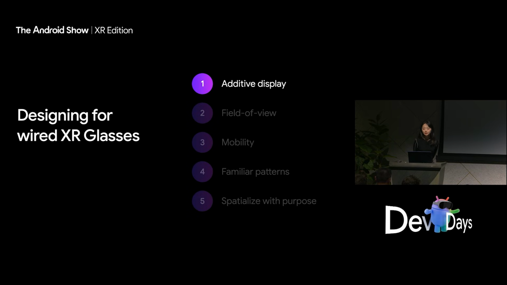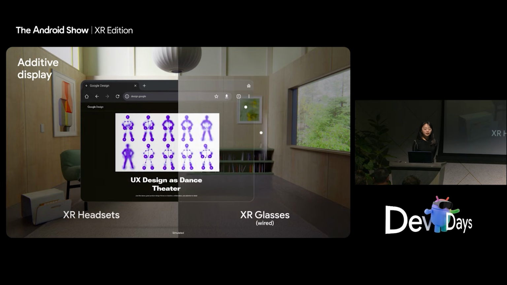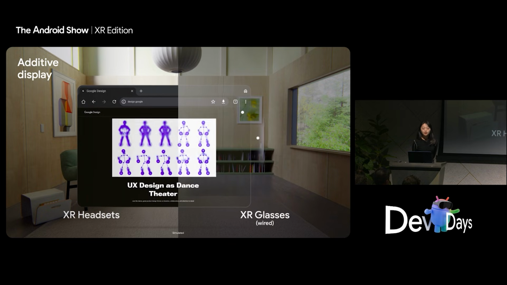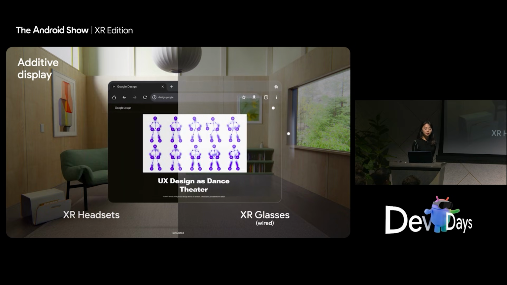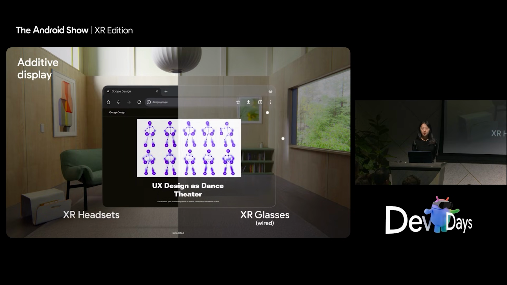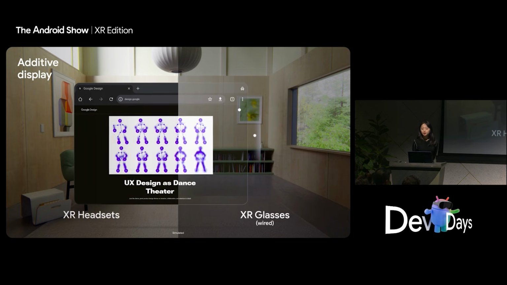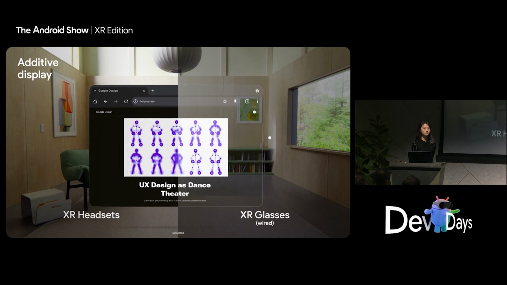First, let's talk about the display. XR glasses have a fundamentally different display than headsets. Specifically, XR glasses have an additive, transparent display. What does this mean? The display can only add light and cannot render black. The more black there is in a color, the more transparent it is. The only true opaque color will be pure white. Practically speaking, your app likely will appear more transparent compared to how it appears on headsets, phone, or tablet.